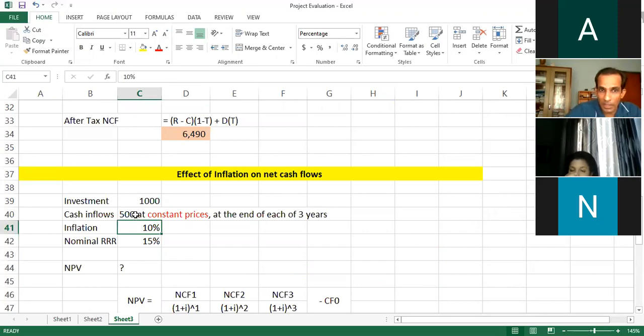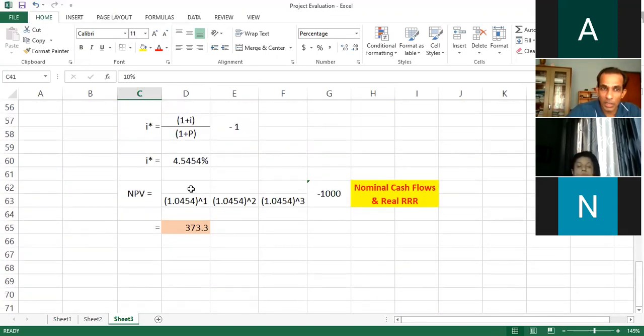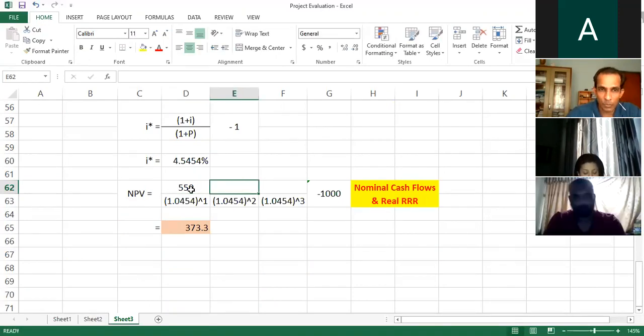This is without inflation, constant. If the price level did not change, the cash flow for the first year will be 500. But if the price level changes at 10%, 500 will increase at 10%. That means the cash flow at the end of the first year will be 550. And in the second year, this will again increase at 10%.